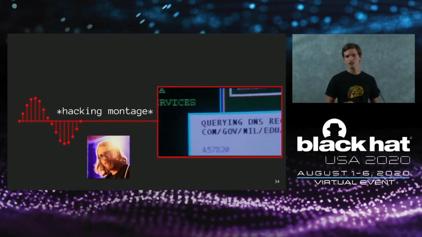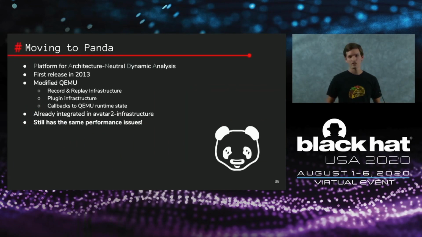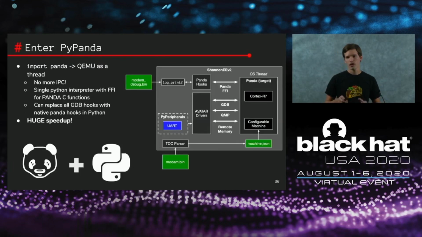Instead of using QEMU, let's use Panda. So we ported the rest of what we had done to Panda. Panda is just a fork of QEMU from 2013 or so. And what it offers in addition to QEMU is a plugin infrastructure, callbacks during QEMU's runtime state, and record and replay. And it's already integrated in Avatar 2's framework. The main issue is it still has the performance issues that we're dealing with. It's still a separate process, but that's when we discovered PyPanda.